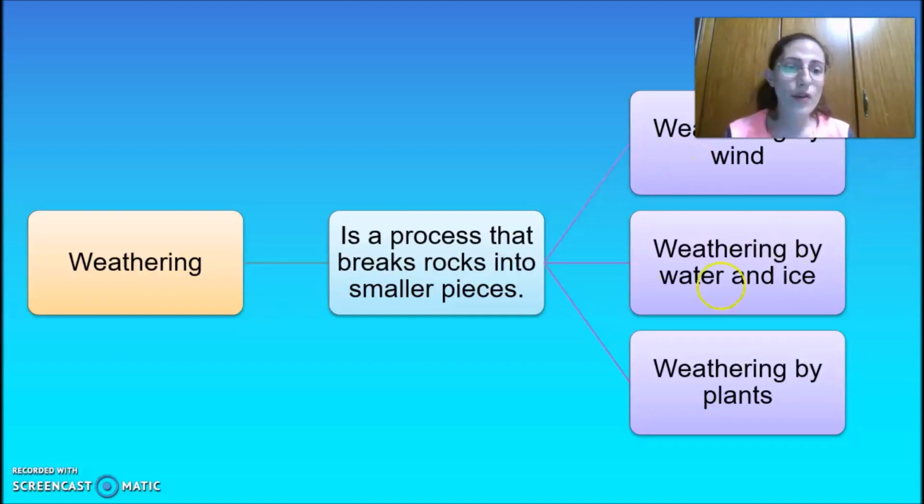Now what about weathering by water and ice? How do water and ice break the rocks into smaller pieces? We said that each year, when it rains, most of the rocks have what? Cracks. The water fills in the cracks. Then during the winter season, when it is too cold outside and the temperature drops to 0 degrees Celsius and below, what happens? The water in the cracks will freeze and change into ice.